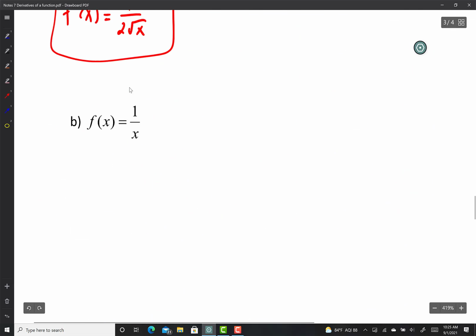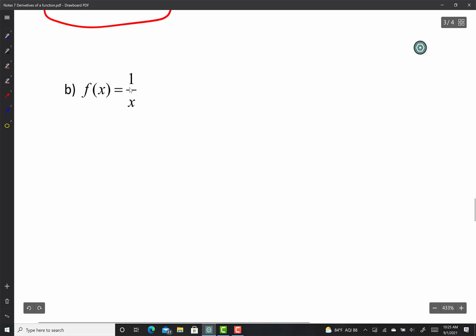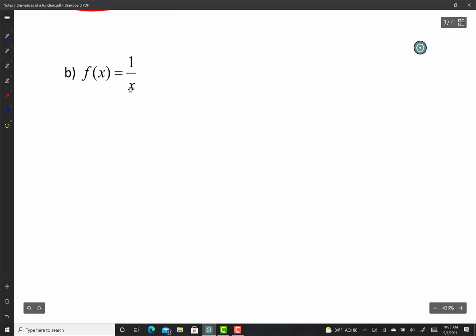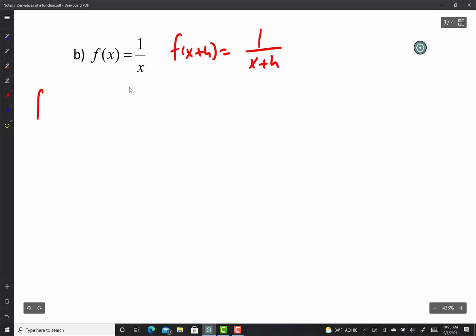All right, ready for another one? Now we have this one here, and I think we've done this one who knows how many times. So f of x plus h is equal to 1 over x plus h. We're ready to rock and roll. So f prime of x is equal to limit as h approaches 0 of 1 over x plus h minus 1 over x, all over h.